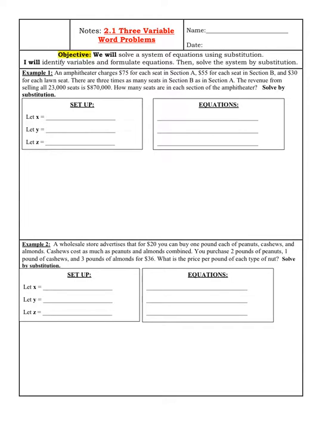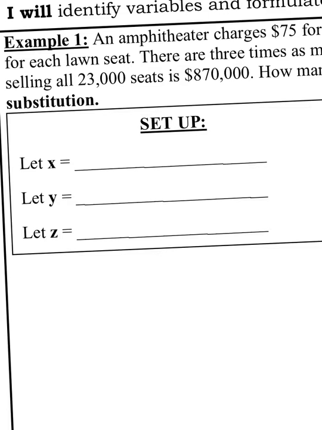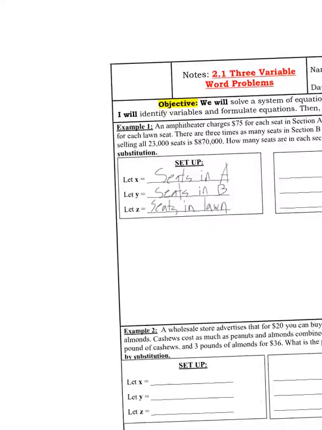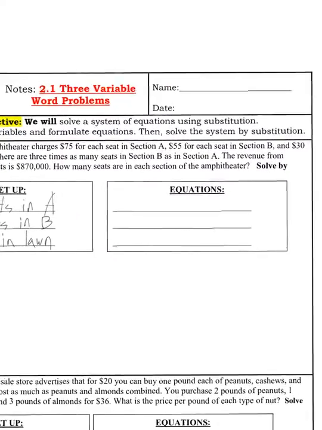But let's start off by defining our variables. The question says how many seats are in each section. So we got 3 sections. You got seats in section A and seats in section B, and then we're going to have seats in the lawn. Alright, so that's how I would define my variables. Okay, so let's write the equations.